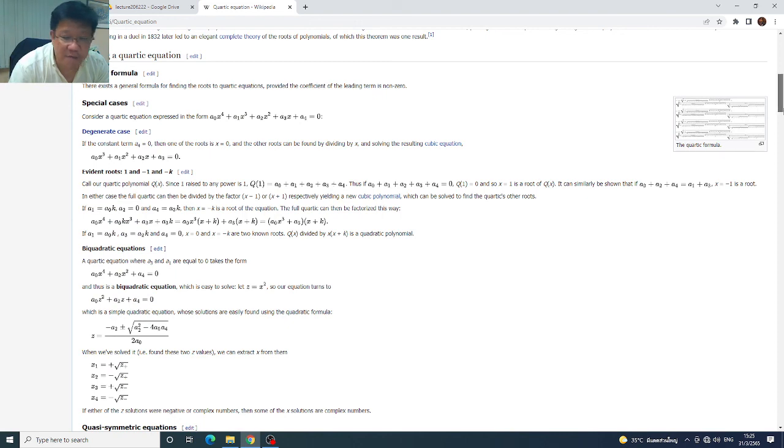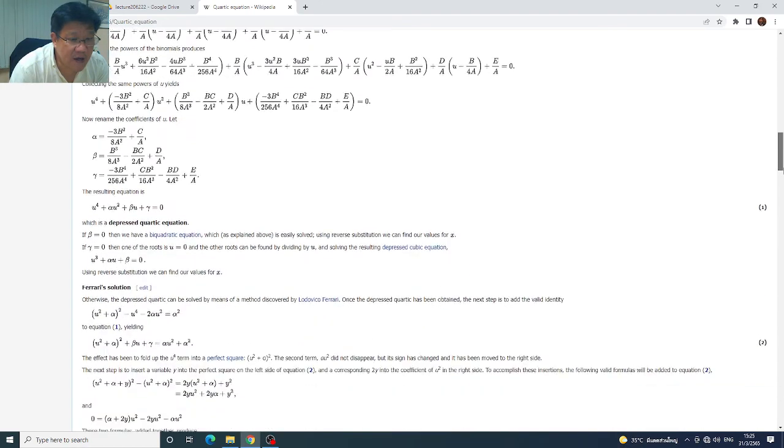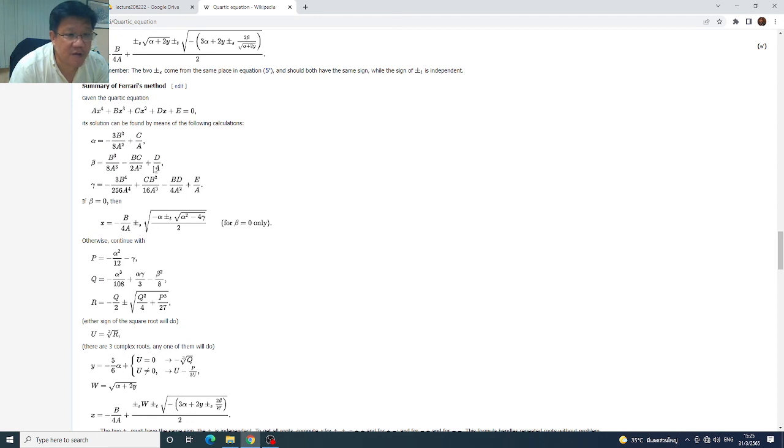Certainly, Wikipedia did a great job. If you want to find a general form, this will be good for you: Ferrari's method, the summary, for the quartic equation. The capital A is the same as ours. You need to find alpha, beta, and gamma according to this formula, and check if beta is 0. Then x is equal to this expression, where you see minus, plus, minus, and plus, minus here.